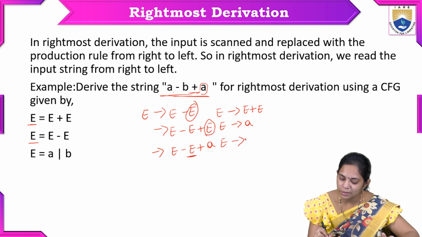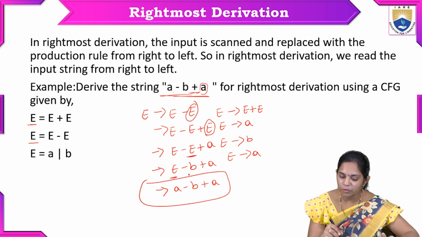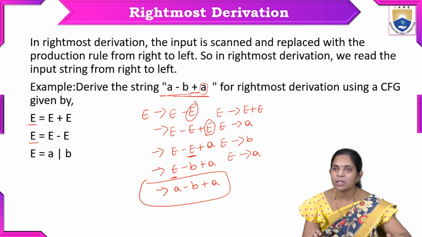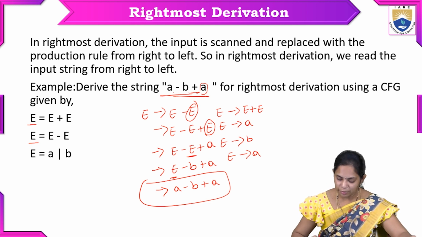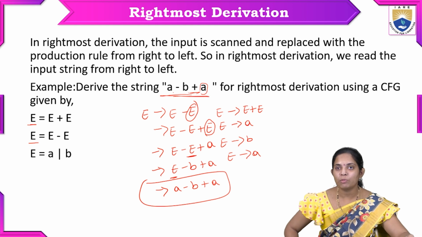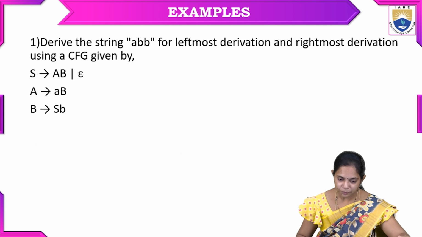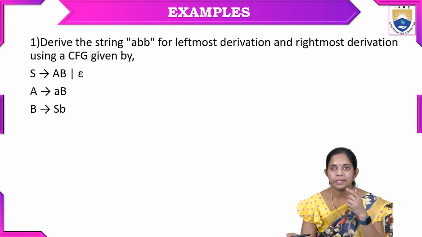What is the input symbol here? B. And here we will require E minus B plus A. And last one, E tends to A, and here A minus B plus A. So this is the input string what we got in the rightmost derivation. So this is about the rightmost derivation, and we will discuss more about leftmost derivation and rightmost derivation with the examples. So here is another example.